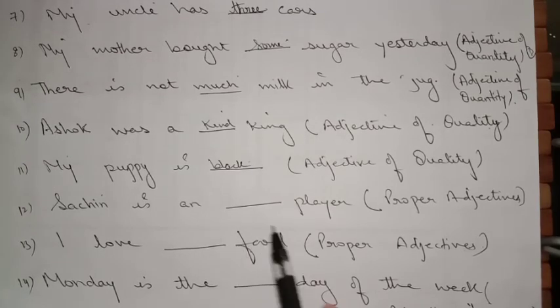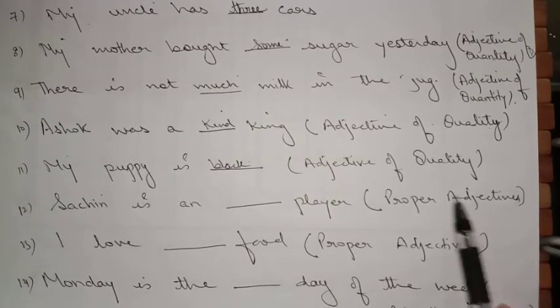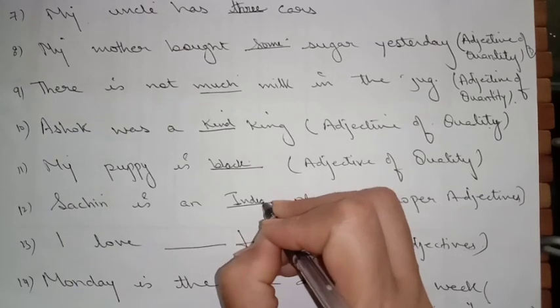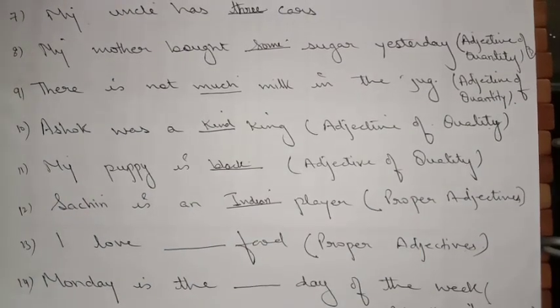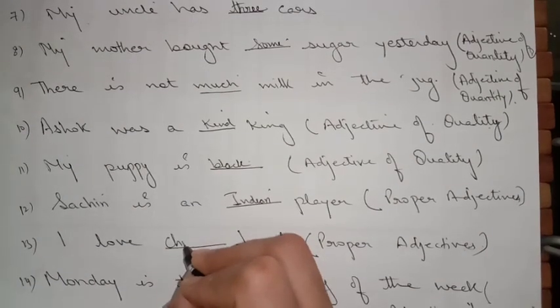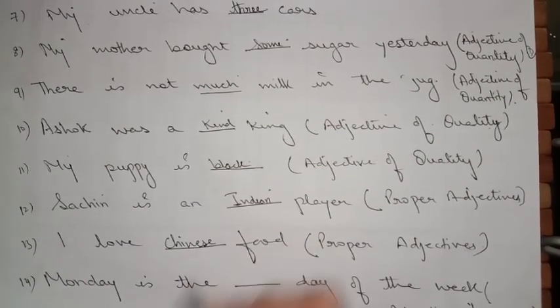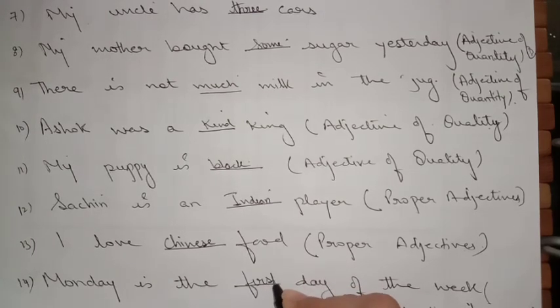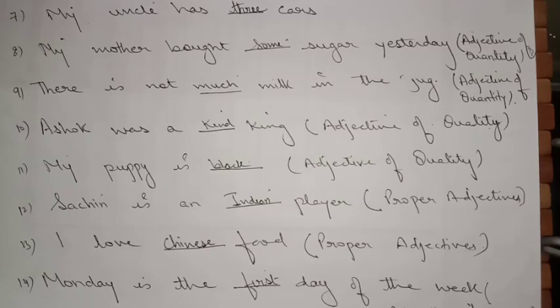Sachin is a dash player. You have to fill it up with a proper adjective. Sachin is an Indian player. I love dash food. I love Chinese food. I love Indian food. Monday is the dash day of the week. You have to fill up with the adjective of number. Monday is the first day of the week. Is it clear to you?